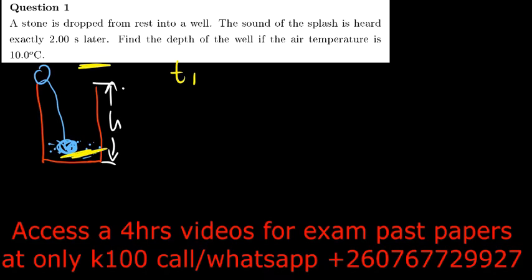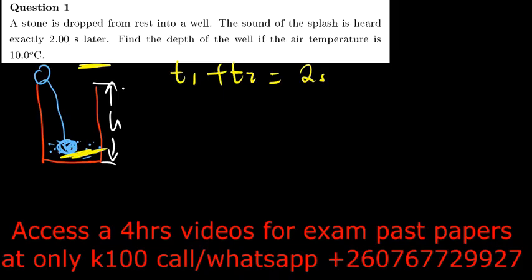So we've got 2 times, T1 and T2. T1 is the time it takes for the stone to reach the bottom of the well. T2 is the time it takes to move from the bottom all the way up. That is the sound now. So when I add T1 plus T2, I'm supposed to get 2 seconds. And I do know that I want to find h.